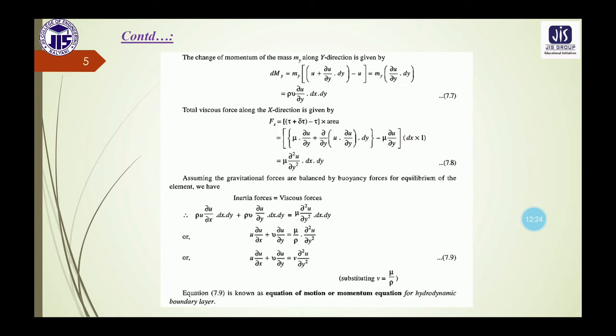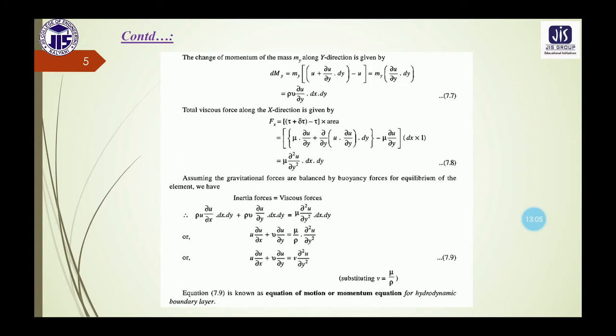So if we consider this equilibrium condition, then the inertia force equals the viscous forces. Now, as the inertia forces we have already found in equations 7.5 and 7.7, if we put all these inertia forces here, ultimately we get rho u del u/del x multiplied by dx dy plus rho v del u/del y multiplied by dx dy. This equals the viscous forces, that is equation number 7.8, which equals mu del 2u/del y2 multiplied by dx dy.